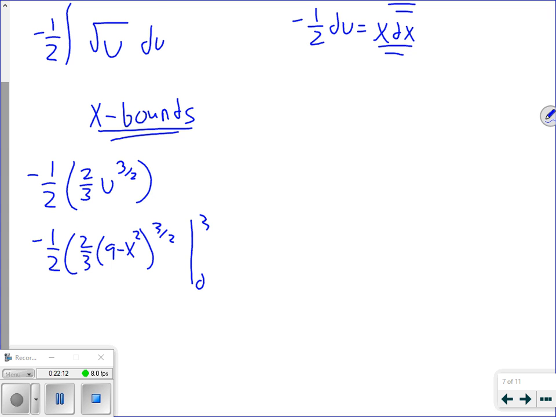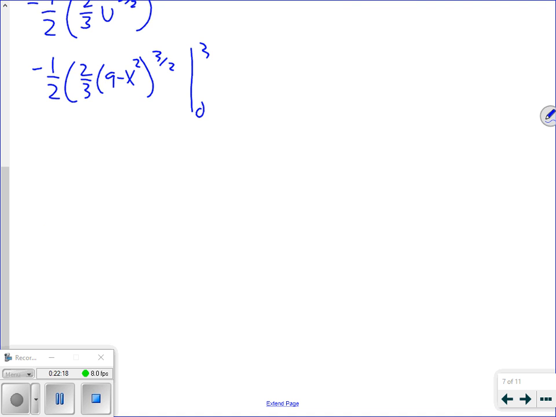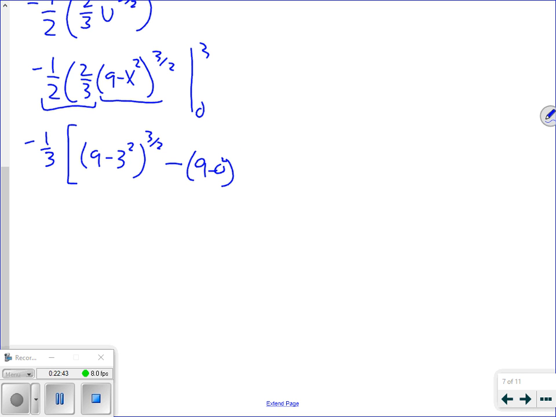Okay. All right. And then you just plug 3 in, you just plug 0 in, and you go on with your life. I like to bring out the constant when I'm doing this, like I like to take the GCF out. So negative 1/2 times 2/3 is negative 1/3. And then what I have left on the inside is plugging the numbers in. So the first one's going to be 9 minus 3 squared to the 3/2 minus 9 minus 0 squared to the 3/2. And then I can multiply all that. It just prevents me from having to write negative 1/3 twice.